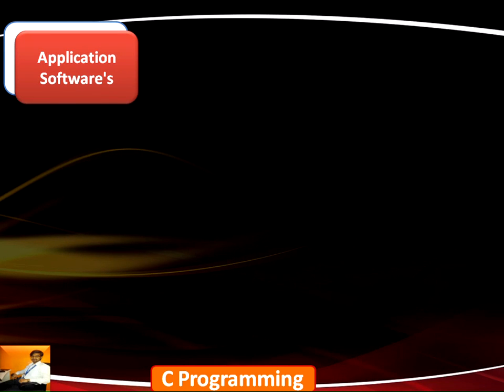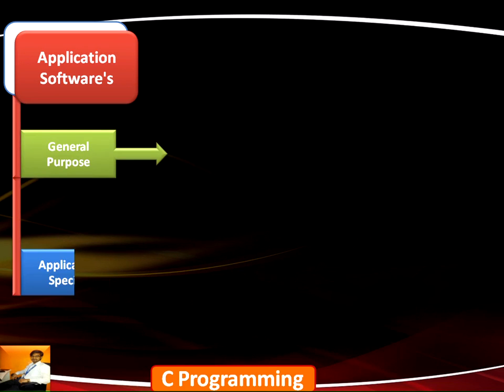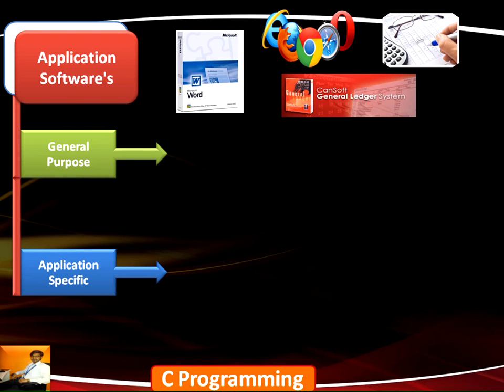The next one is the application softwares. Application softwares are the user-specific softwares with which the user wants to perform a specific task. These softwares directly do not interact with the hardware components. They take the help of the system softwares, and the application softwares are like the general purpose softwares and the application specific softwares.